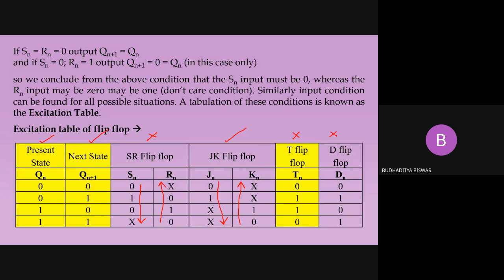So please write down the excitation table of the JK flip-flop only: Q, QN, J, and K. And once you have completed this, please knock me.